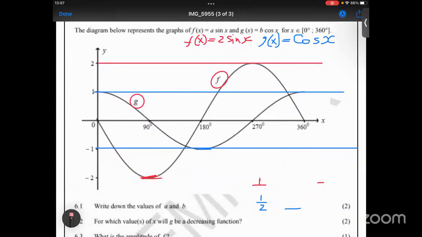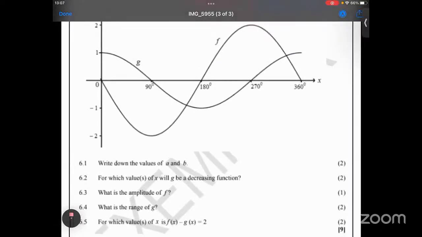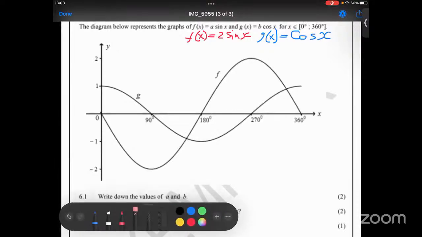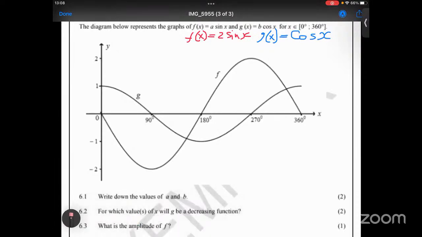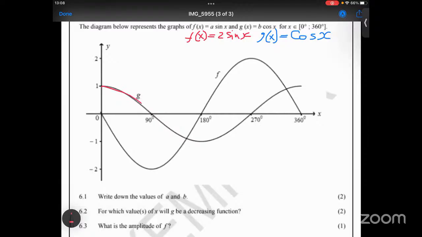Okay, then it's fine. So now they are talking about, for which values of x will G be a decreasing function? Okay, we look at G now and say, from that 0 going in this direction, are we increasing or are we decreasing? Definitely we are decreasing until we get to that point.